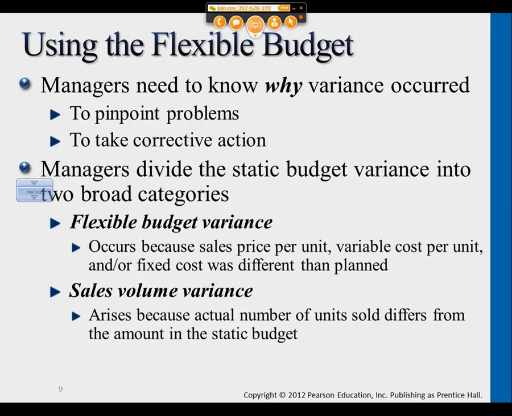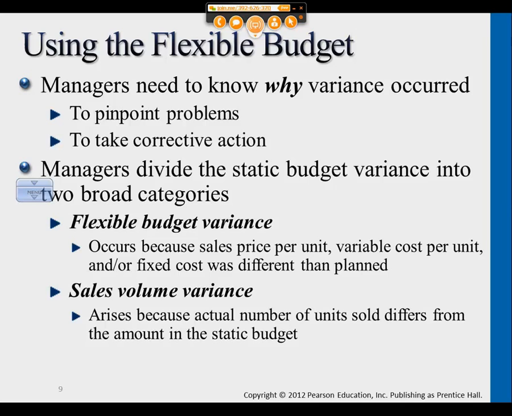So managers will divide the static budget variances into two main categories. There are going to be flexible budget variances and the sales volume variances. The main cause of flexible budget variances is the sales price per unit, the variable cost per unit, and fixed costs that are in some way different than what we planned.